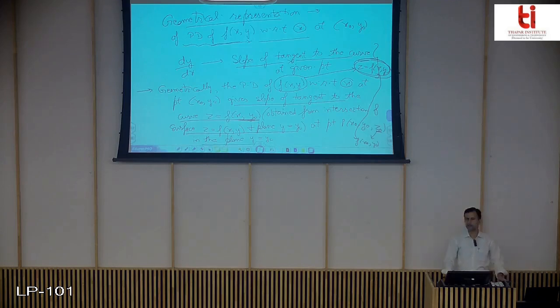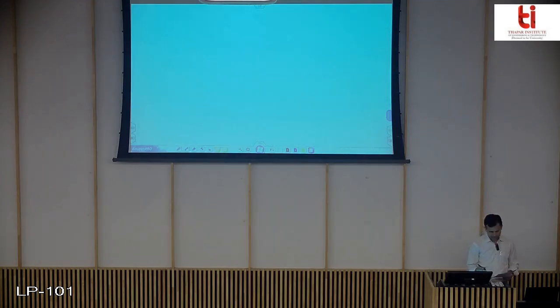So in short, let me summarize this. The partial derivative of f with respect to x at point (x naught, y naught) gives the slope of tangent to the curve z equals f(x, y naught) at this point in the plane y equals y naught.